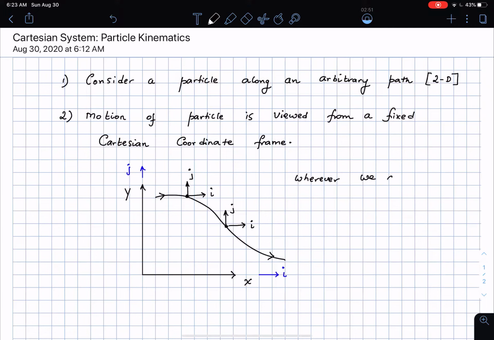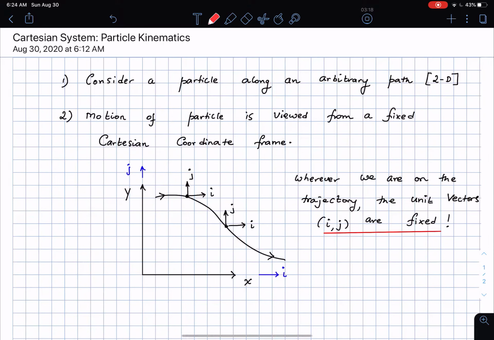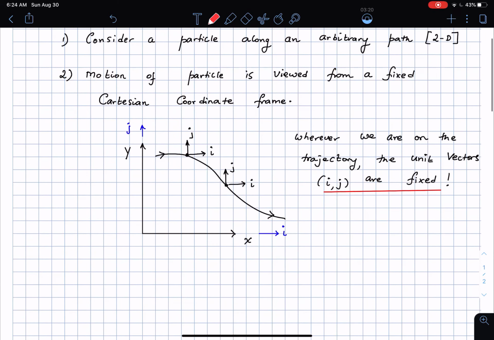Wherever we are on the trajectory, the unit vectors i and j are fixed. Okay, that's a key word here. So i and j are fixed, and the consequence of that is that the unit vectors i and j do not change with time.